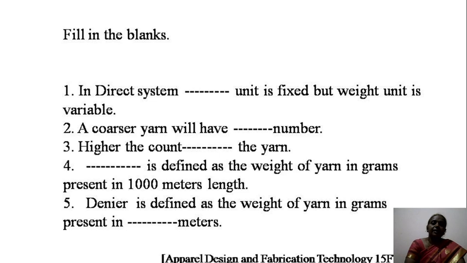Fill in the blanks. In the direct system, dash unit is fixed but weight unit is variable. Second, a coarser yarn will have dash number. Third, higher the count, dash the yarn. Fourth, dash is defined as weight of yarn in grams present in 1000 meters length. Next, denier is defined as the weight of yarn in grams present in dash meters. So you have to fill up these blanks with correct answers.